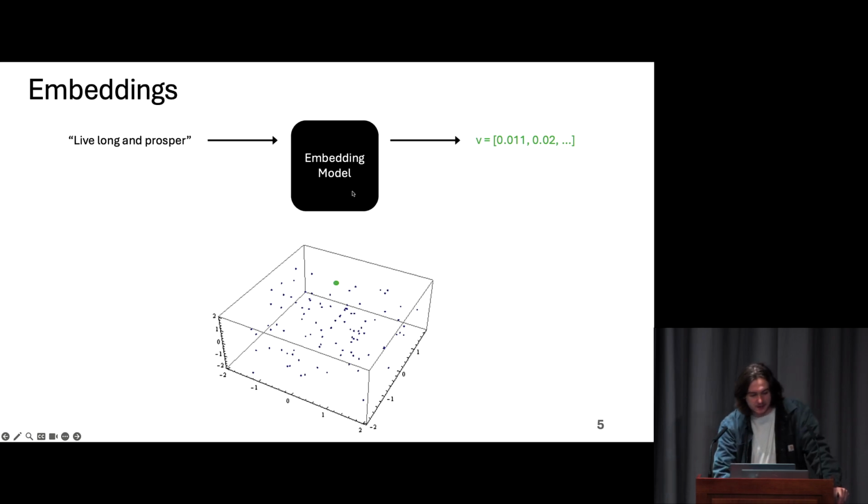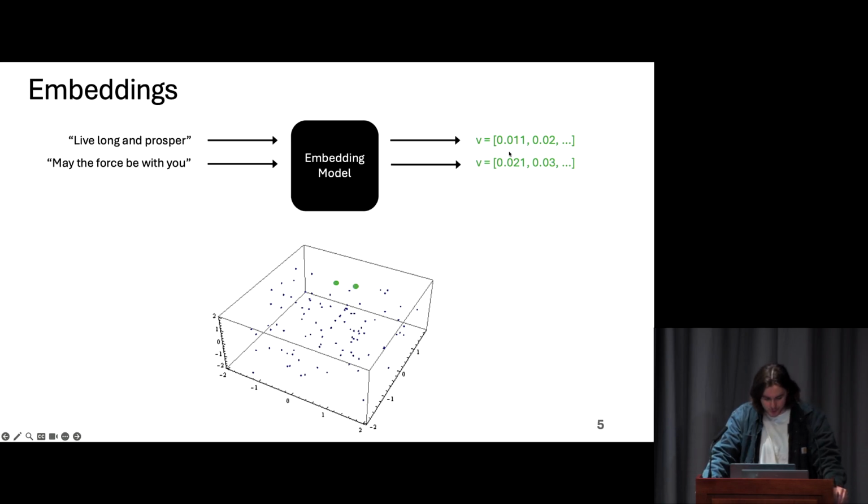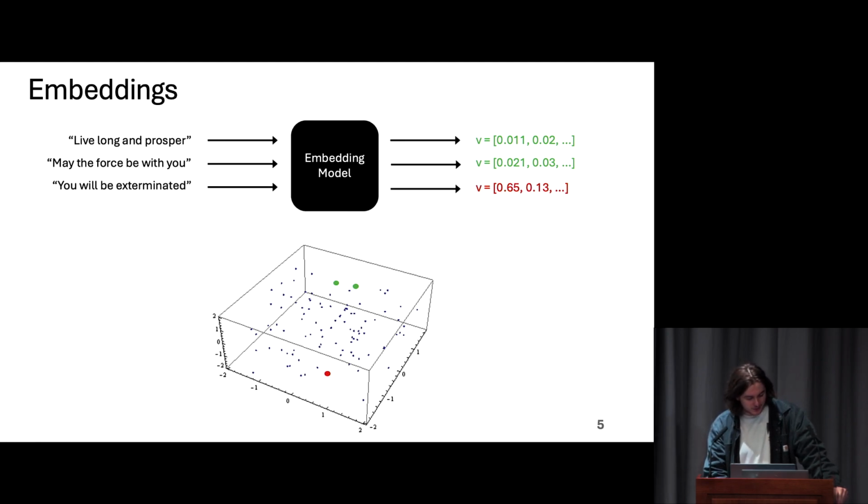So we have this black box, this embedding model, that takes in some text. This could be audio, but for the purpose of this talk, we'll talk about text mainly. So we put in some text, "live long and prosper," and this embedding model outputs the vector we want. Great, awesome. And when we put in something else, like "may the force be with you," we get a similar vector. You can see in space these are quite close to each other, and that implies these are semantically similar. But then we put in something completely different, like "you will be exterminated." It's in a completely different area of the n-dimensional space.